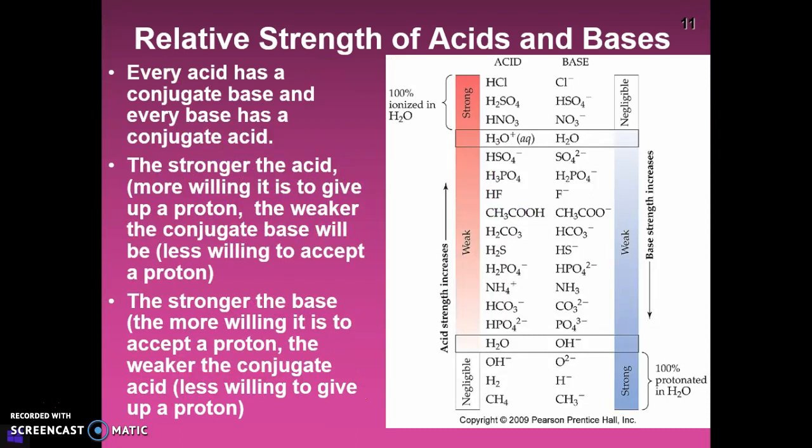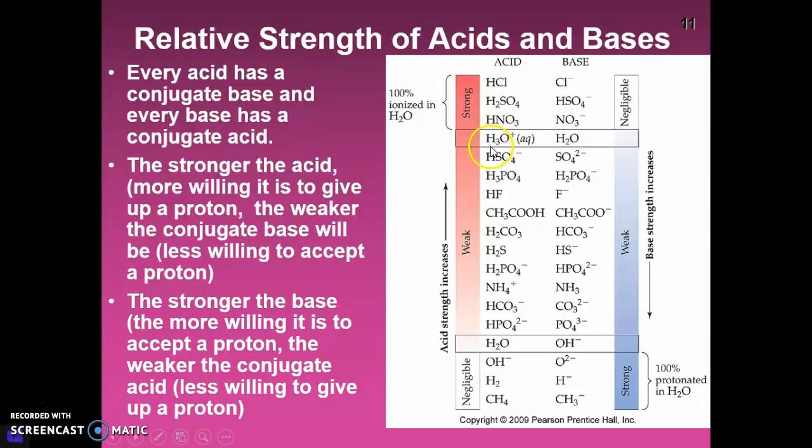All right, so let's talk about relative strengths. If you have something that is a very strong acid, its conjugate is not going to be a strong base at all. As a matter of fact, it's going to be not a base whatsoever because it doesn't want to accept that H+ back. So HCl, if you have something that's willing to give up its H+, its conjugate is not going to take it in. So strength-wise, we talk about it being negligible.